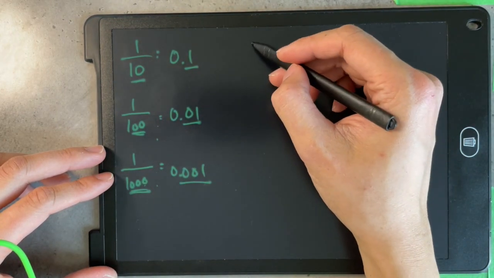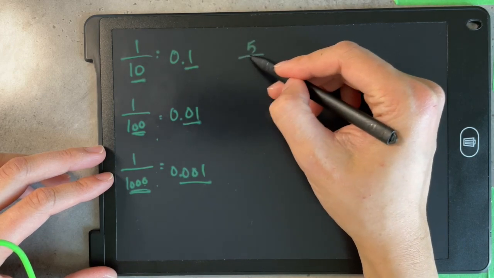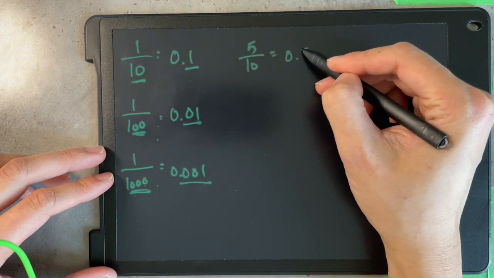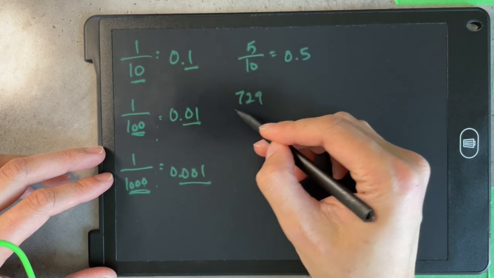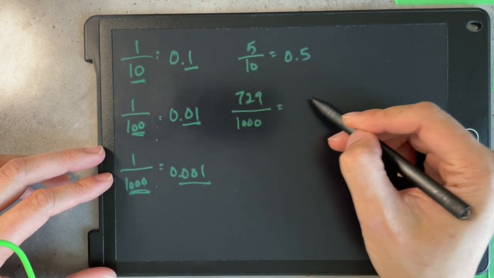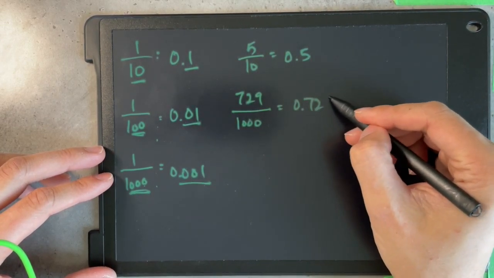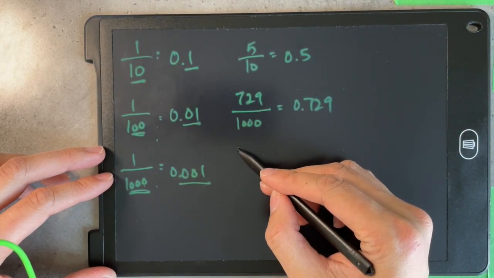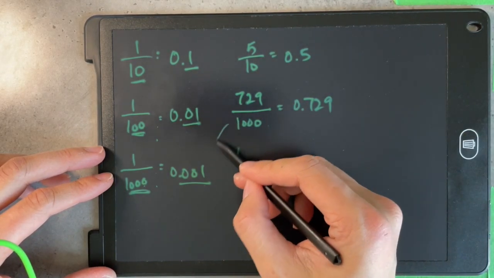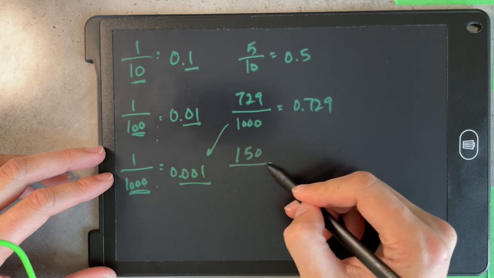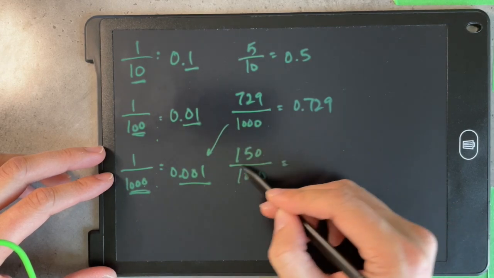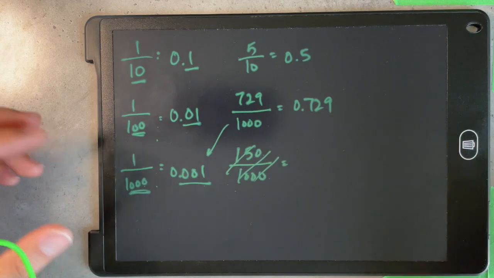So let's say an arbitrary one, 5 over 10 will be 0.5. 729 over 1000 will be 0.729. And oh yeah, that should be this one. So 150 over 1000 would be, oh no, sorry. Let's scratch that.